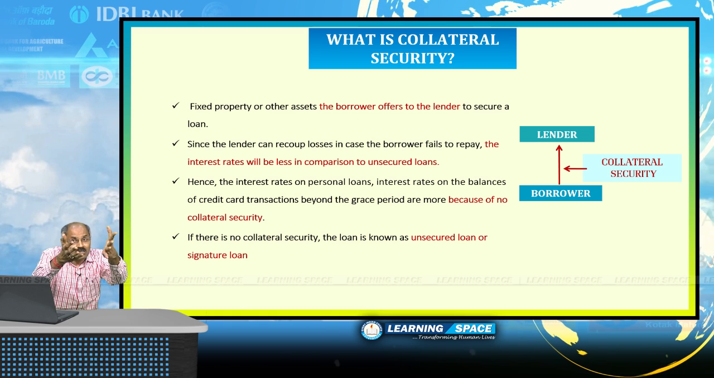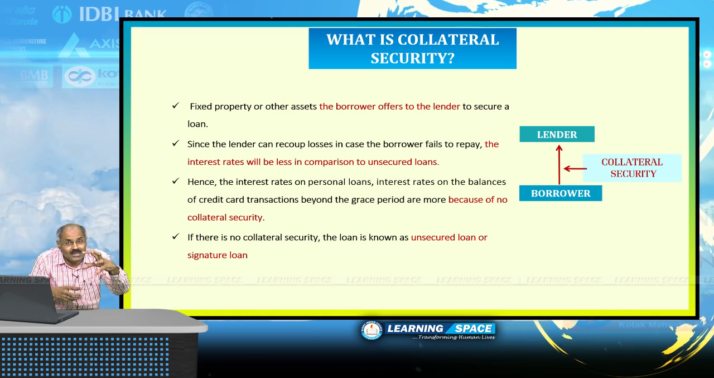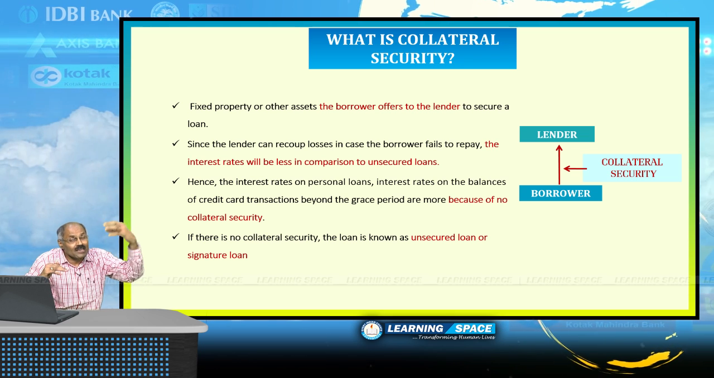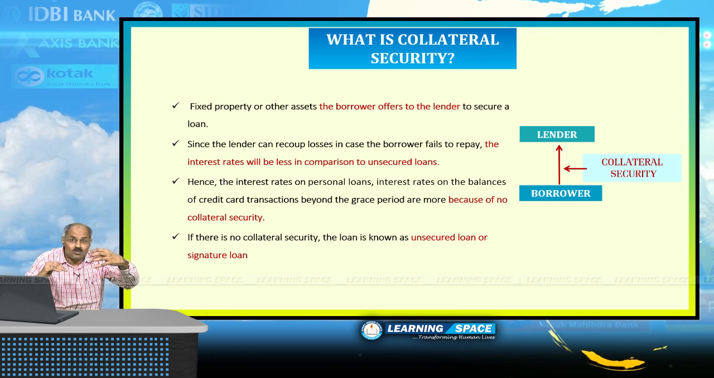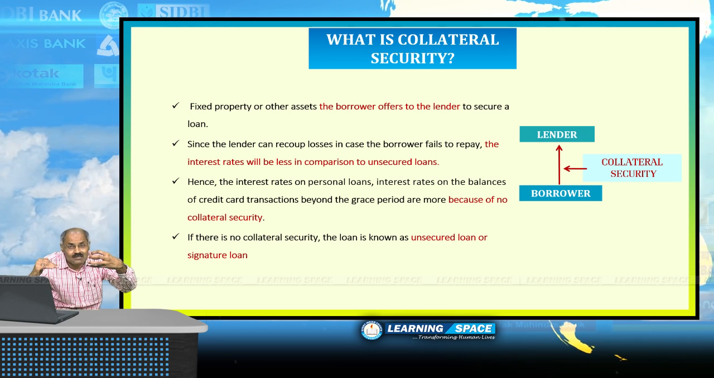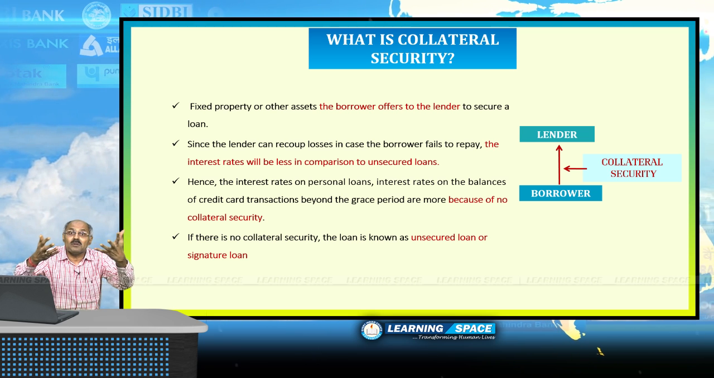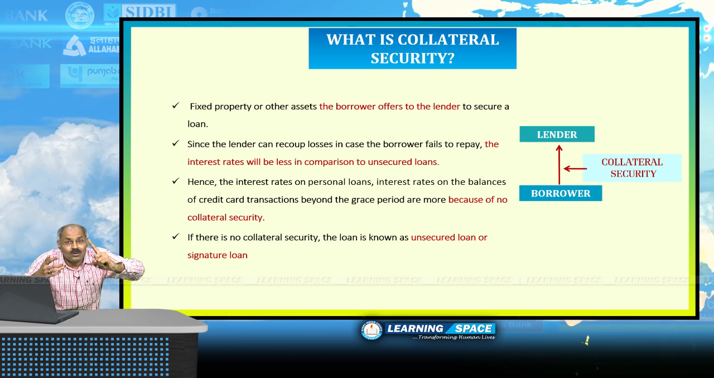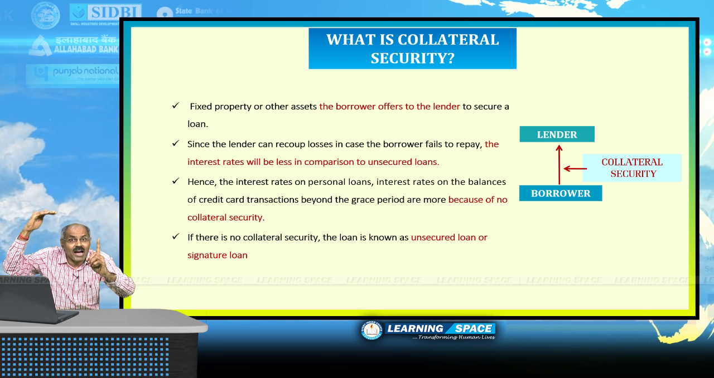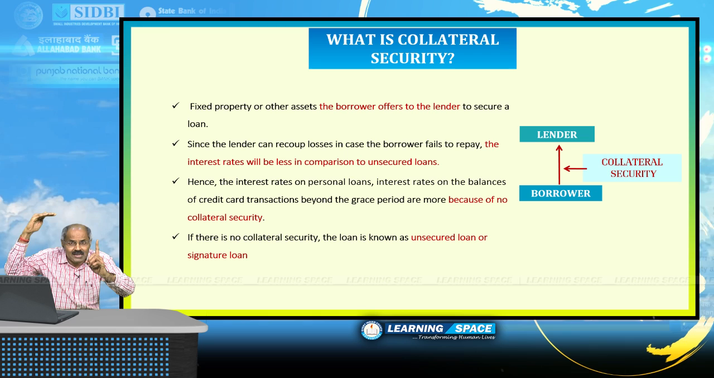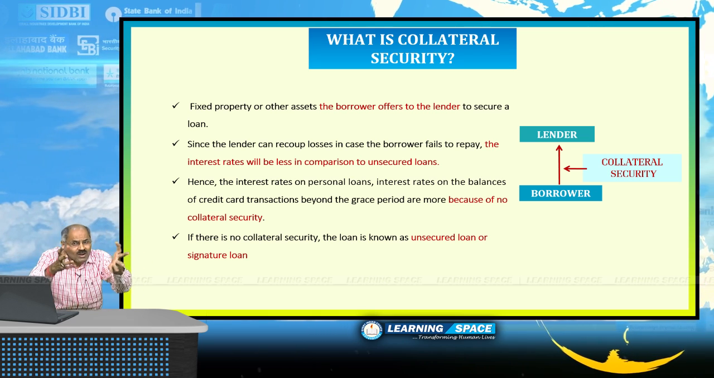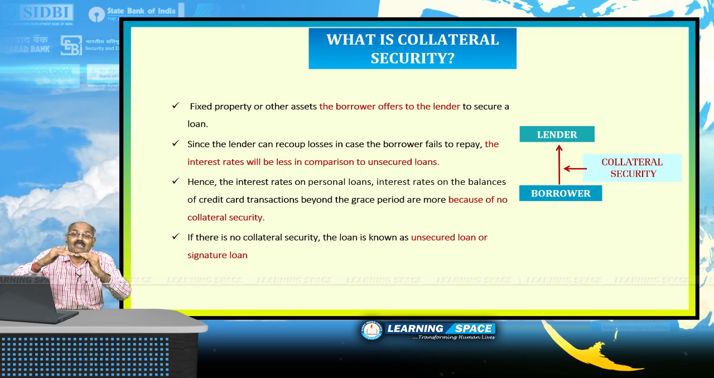Remaining points I have given here. When there is a security, interest rates will be less. Important point is, when there is a security such as house loans, mortgage loans, there is good security. That's why the interest rate is less. But unsecured loans like personal loans, credit card advances, there the interest rates will be high because there is no collateral security. So, the fundamental point I would like to tell you is, when there is no collateral security, then the interest rate will be high.